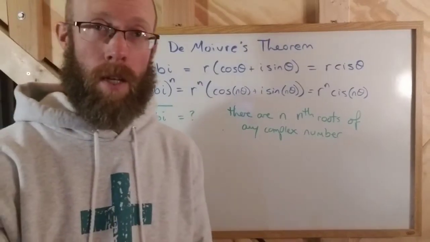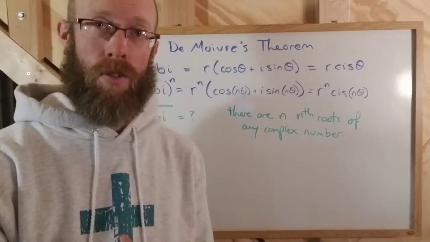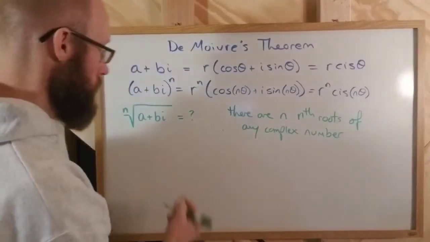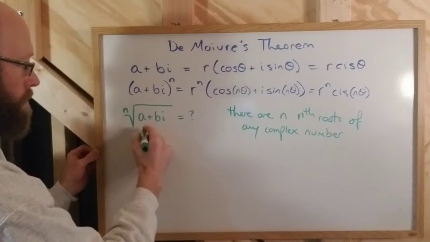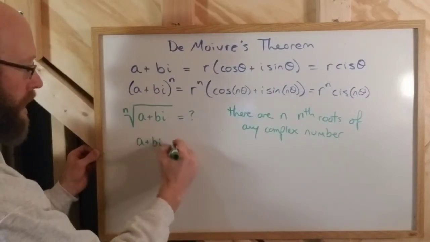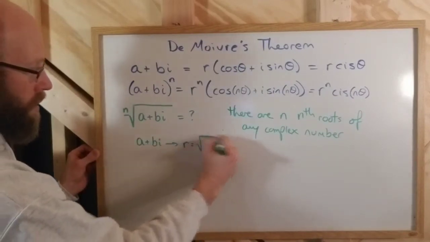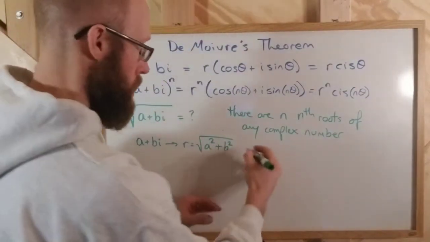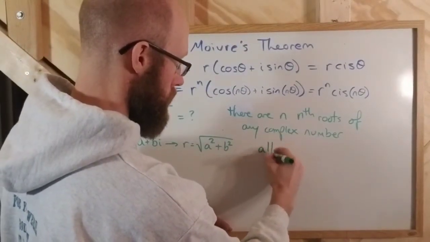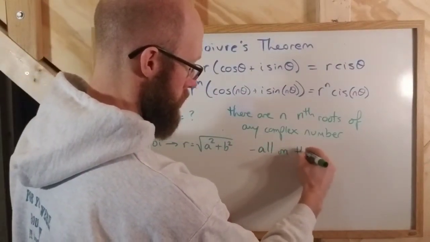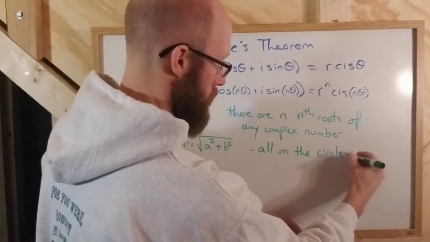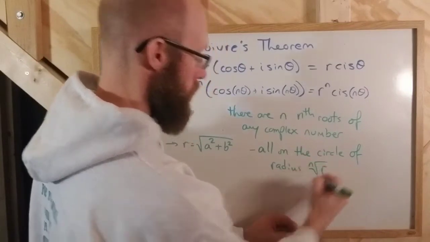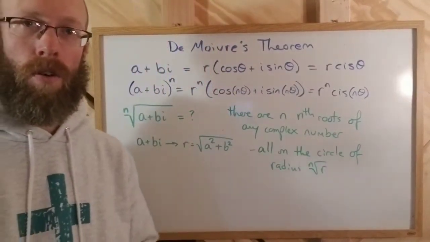More specifically, they're all going to be on a circle of radius the nth root of r. Okay, so if this thing here, a plus bi, has an r value, right? It's using the Pythagorean theorem. Then these roots are all on the circle of radius the nth root of r. Okay, so it shrinks it down, right?